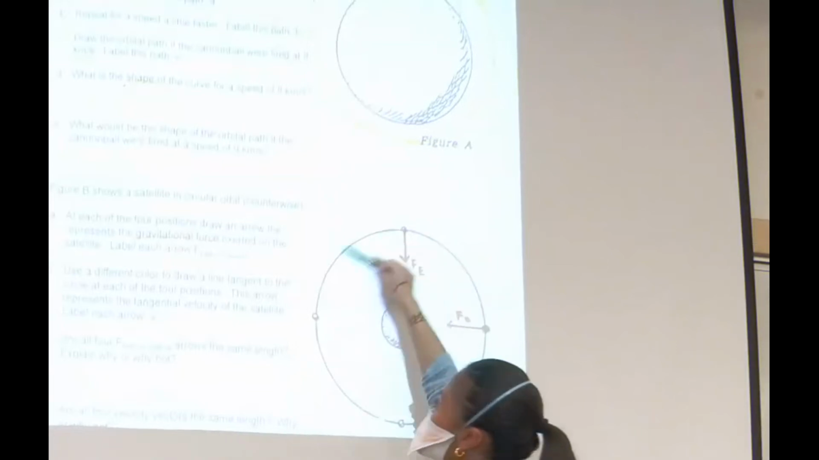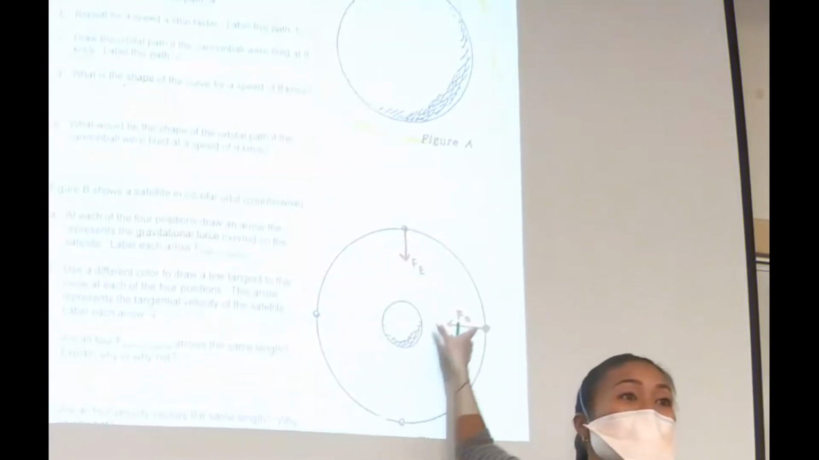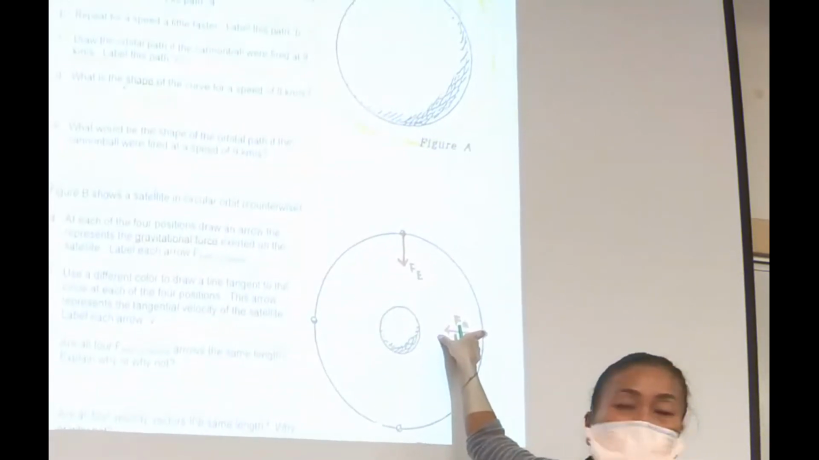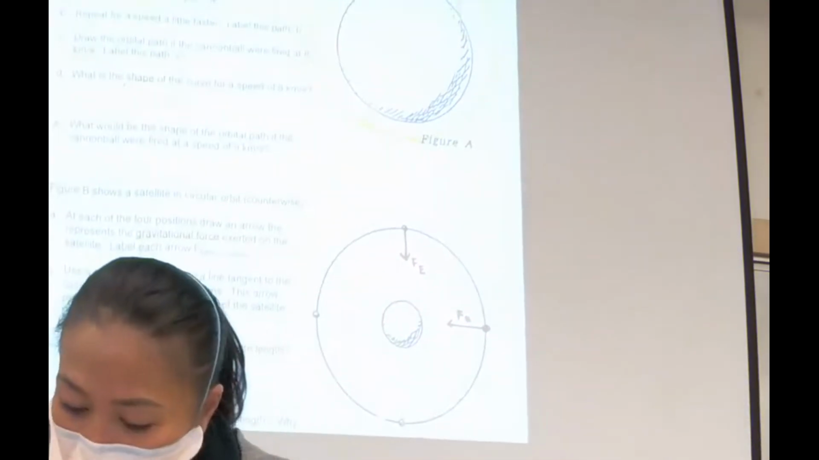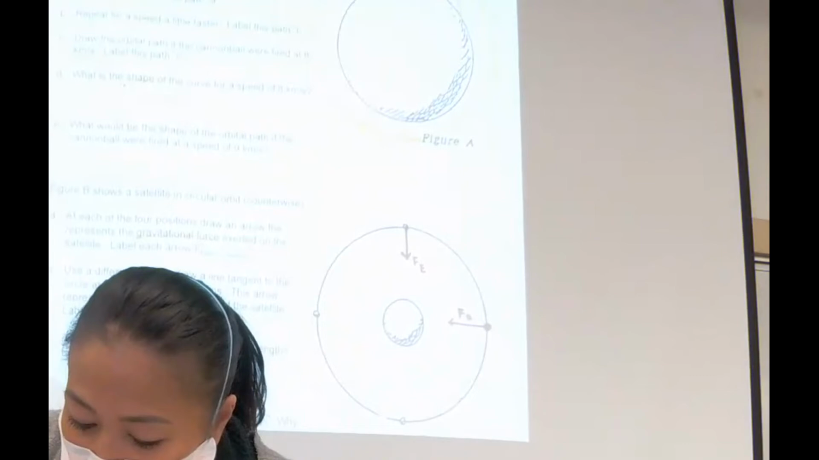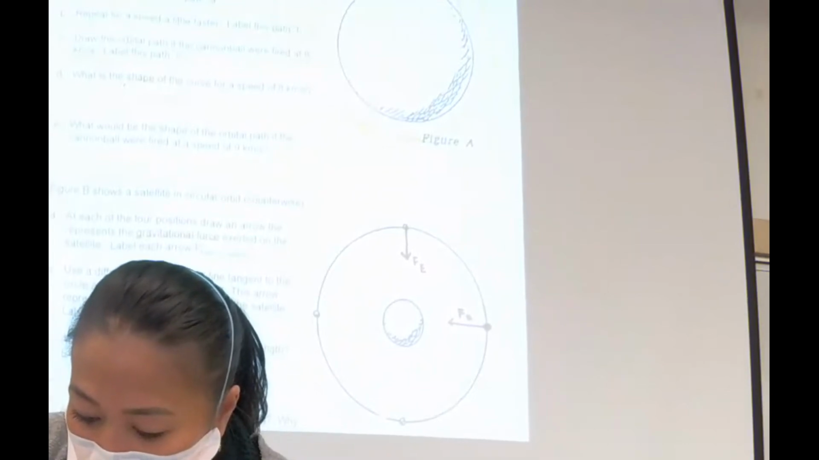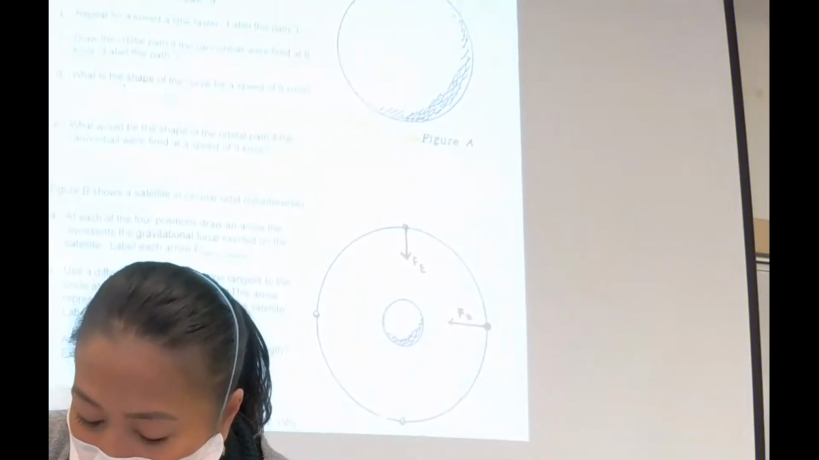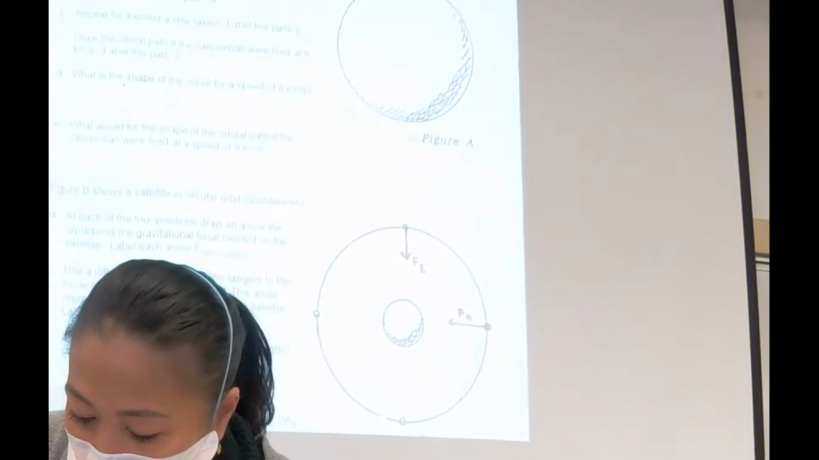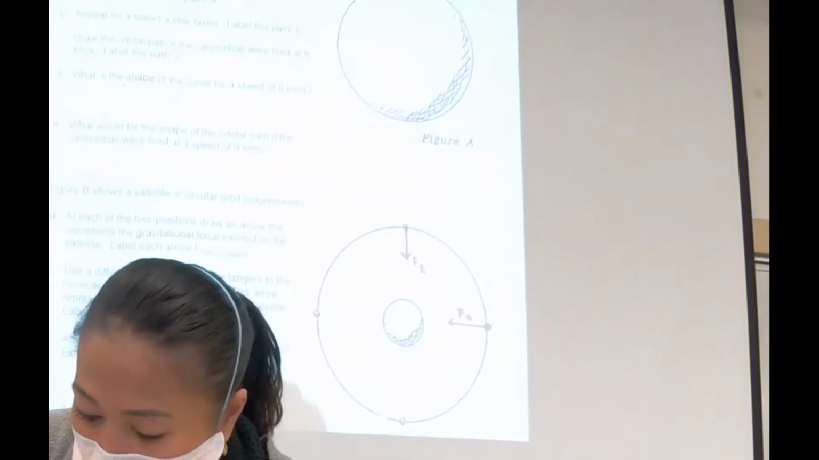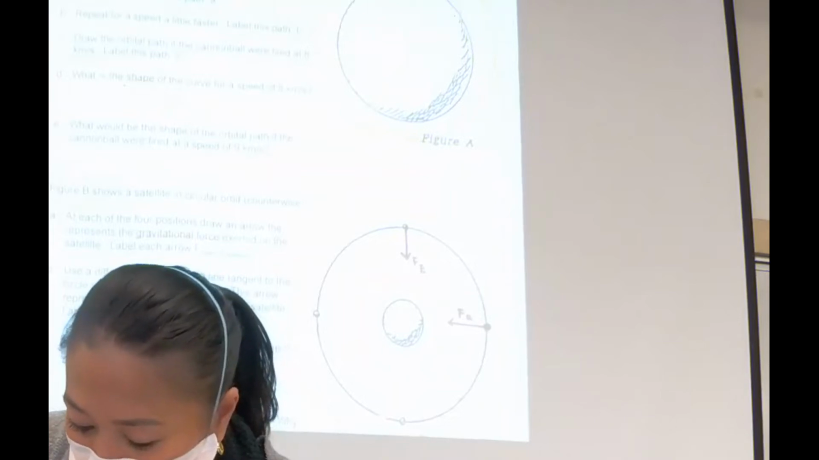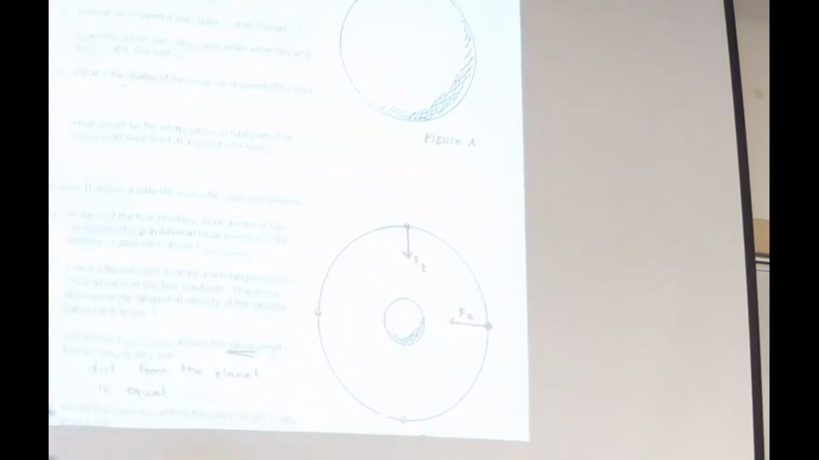It's circular, which means that the radius stays the same and it's equal on all sides. So it's the same length because the distance from the planet is equal throughout its entire motion.